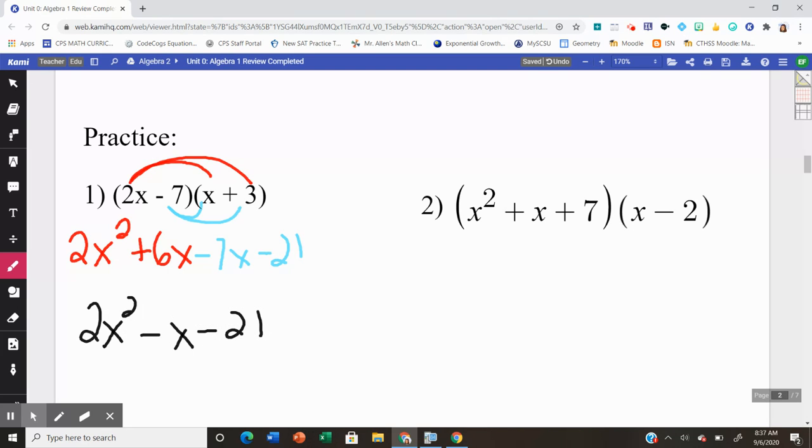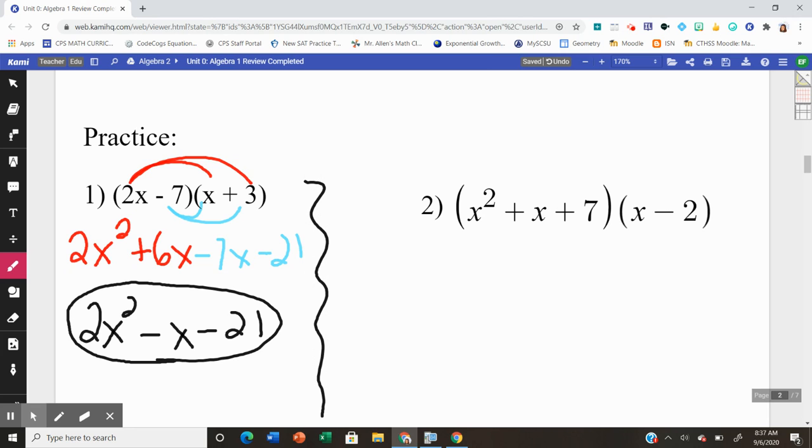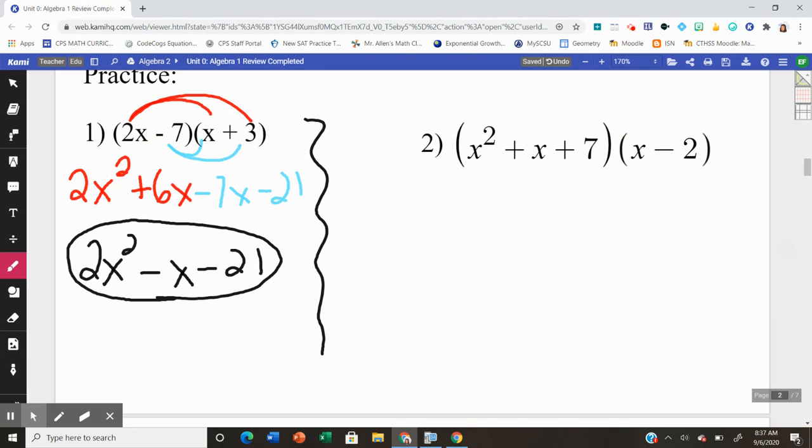For those that want to put the 1 in front of the x, you can, but you also might recall from Algebra 1 that that is not necessary. All right, let me put a little break in here so that I can go ahead and look at this second problem now. So I'm going to be distributing everything.